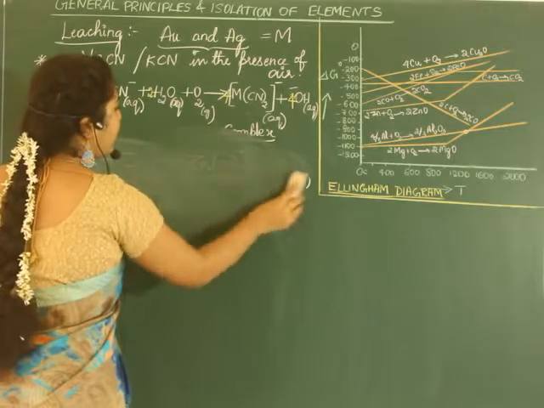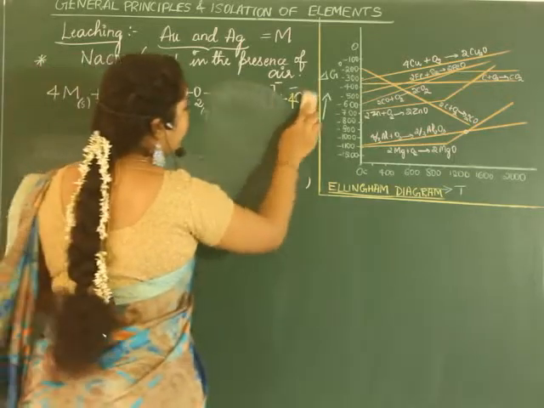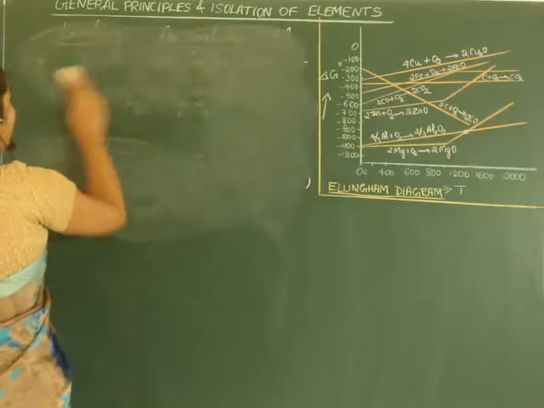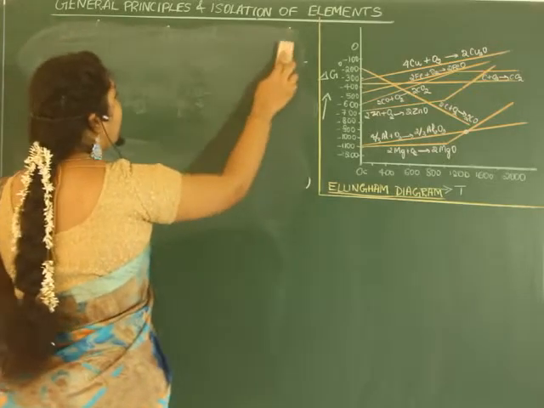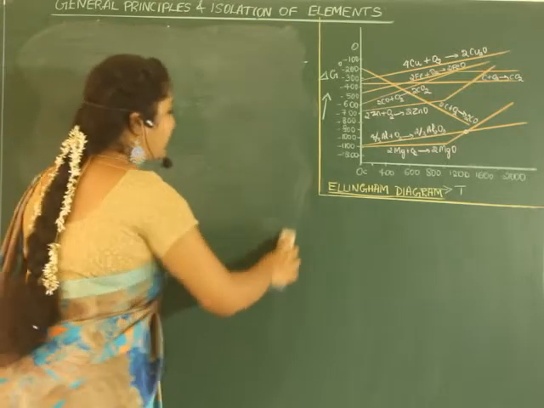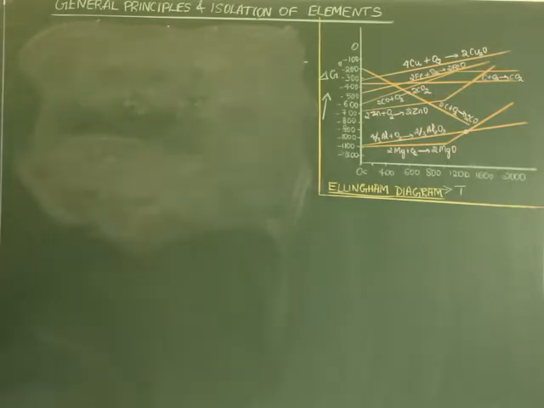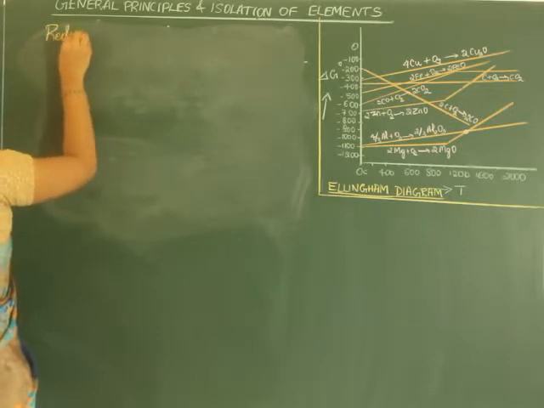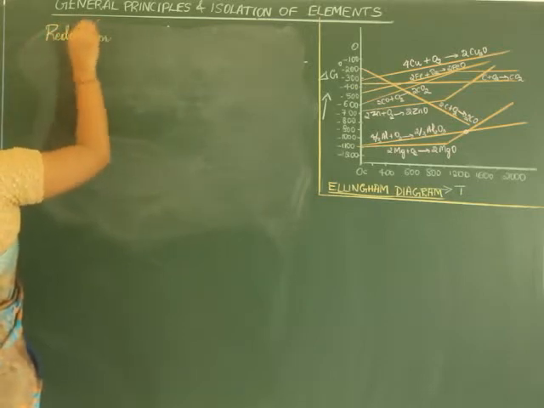We'll move on to the next one now. Now the question is, how can you isolate the metal? How the isolation of metal is carried out? Next is isolation of metal.